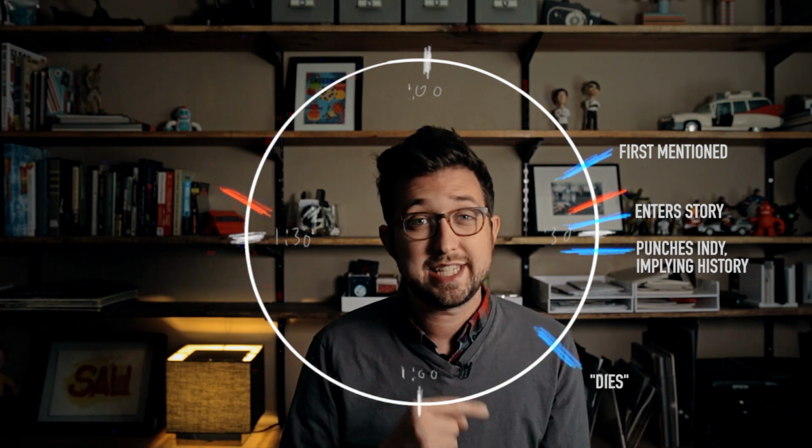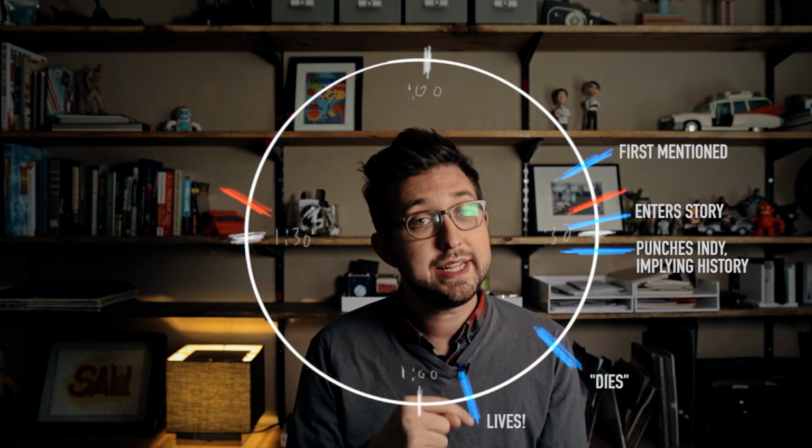The first thing I noticed was where the act breaks fell, here and here. Then I started tracing character threads. Let's track the thread for the character of Marion. Here's where Marion is first mentioned. Here's where she enters the story, bringing us into Act 2. Here's where she punches Indy, implying a history. Here's where she seemingly dies in the truck explosion. Here's where we discover she's alive, but Indy leaves her in Belloc's tent so as not to raise suspicion.